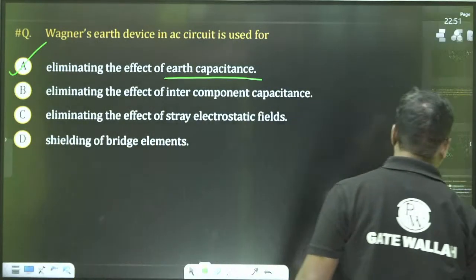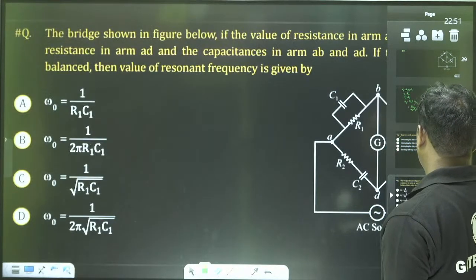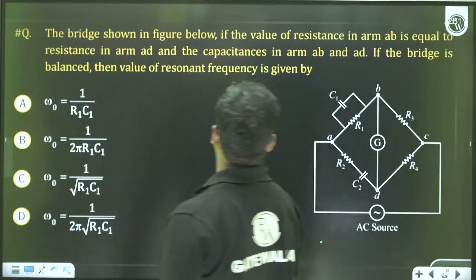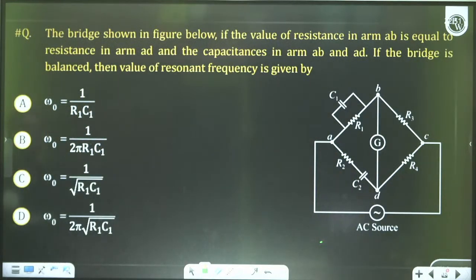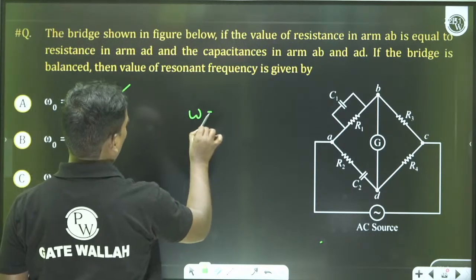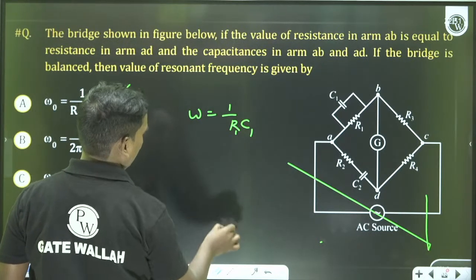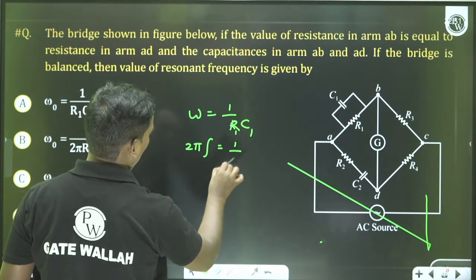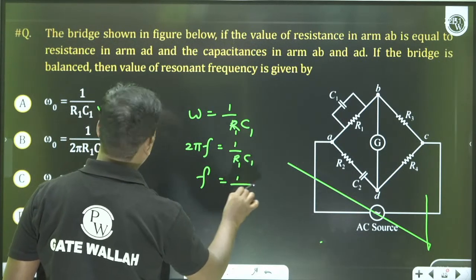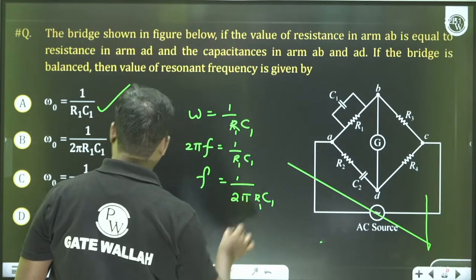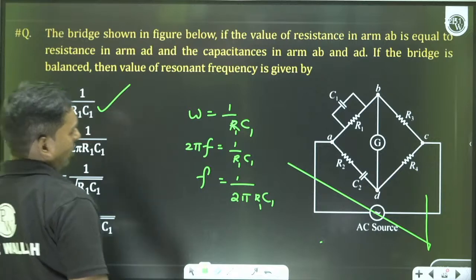Okay, so let's go for the next question. The bridge is shown below, with the resistance in arm AB equal to the resistance in arm AD, and the same capacitance in arms AB and AD. If the bridge is balanced, then what is the resonant frequency? I think everybody knows that. The answer is 1 by R1 C1, because omega is equal to 1 by R1 C1. So 2 pi F is equal to 1 by R1 C1, so F is equal to 1 by 2 pi RC. That's it. Option A is the right answer.